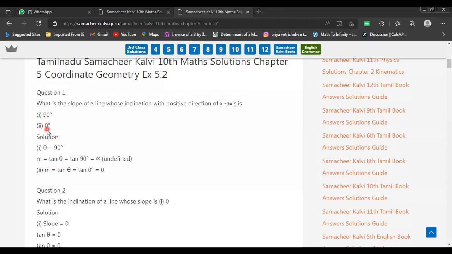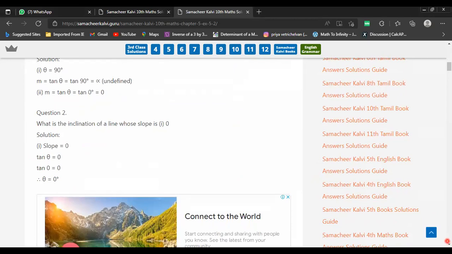And then for the option 2, the theta is given as 0 degree. So it's tan 0 degree. Tan 0 degree is 0 only. I hope you remember the trigonometric table. So from that you can directly write your answer. So that's the answer for the question number 1.